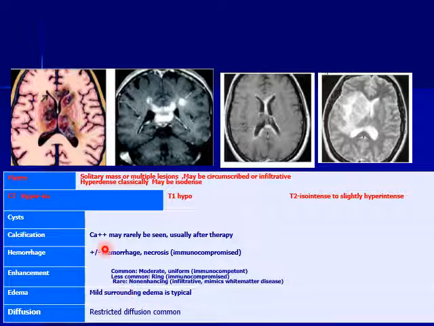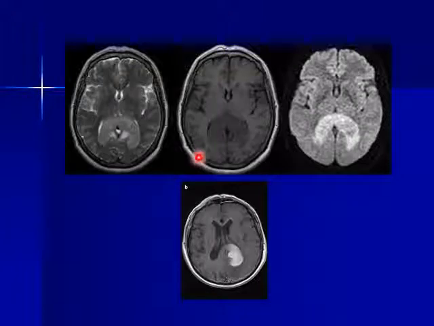Calcification may rarely be seen, actually after therapy, after chemotherapy, not before. Hemorrhage is rare but can be seen in immunocompromised patients. As I've told you, two patterns of enhancement: solid enhancement in immunocompetent and ring-like in immunocompromised patients. This is a typical affection of the brain.